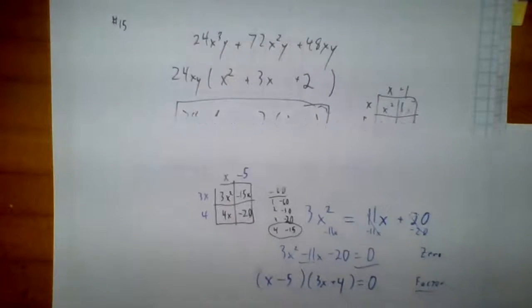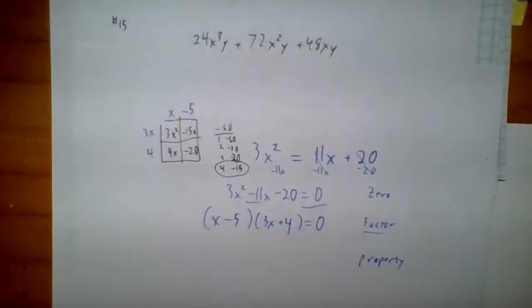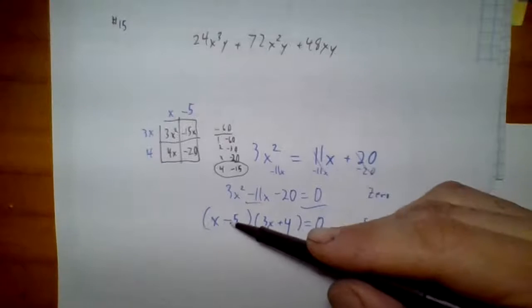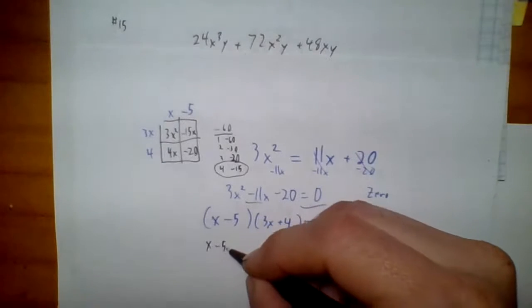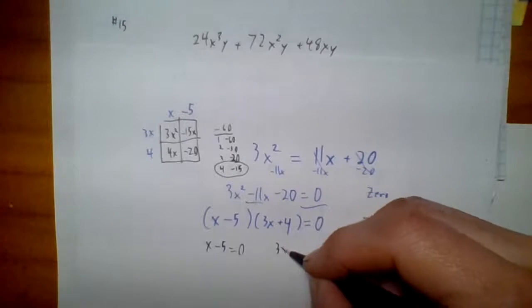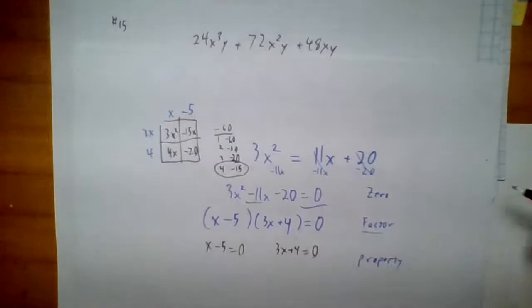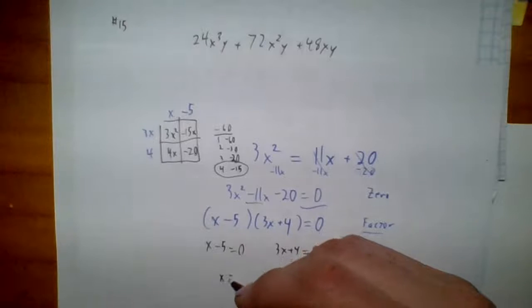Now, property. So I got the 0, I got the factors, I'm going to use the property now that says the only way these could multiply to 0 is if either x minus 5 is 0 or 3x plus 4 is 0. So solve those things out and you get your 2 answers.